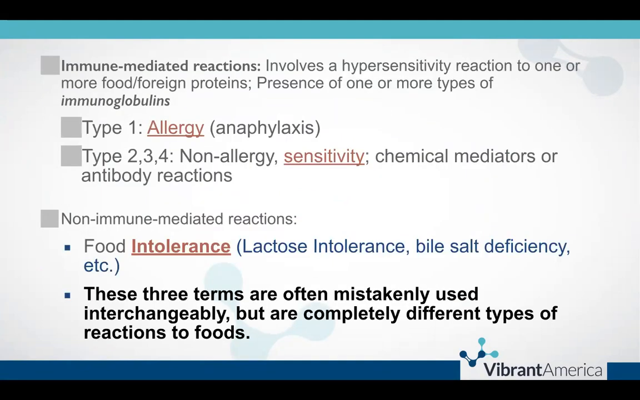Okay, so before we get into the tests themselves, there is some background information that's pretty critical to understanding the test results, why you should use these tests, where you would use them, and what to do with the results. The first thing to know is that immune-mediated reactions are hypersensitivities of one form or another, and they involve a foreign protein, which could be food, or it could also be bacteria, viruses, endotoxins, and so forth. They are going to involve the presence of one or more types of immunoglobulins.